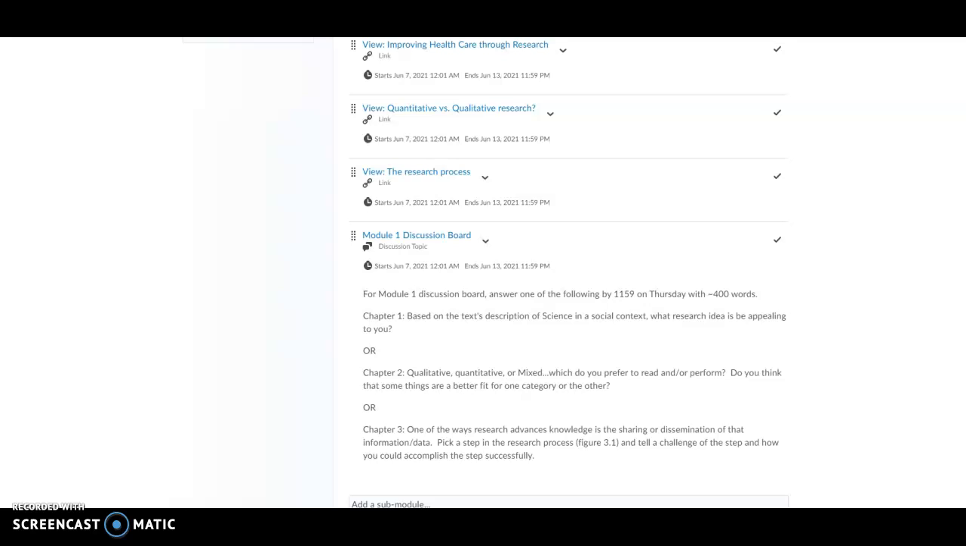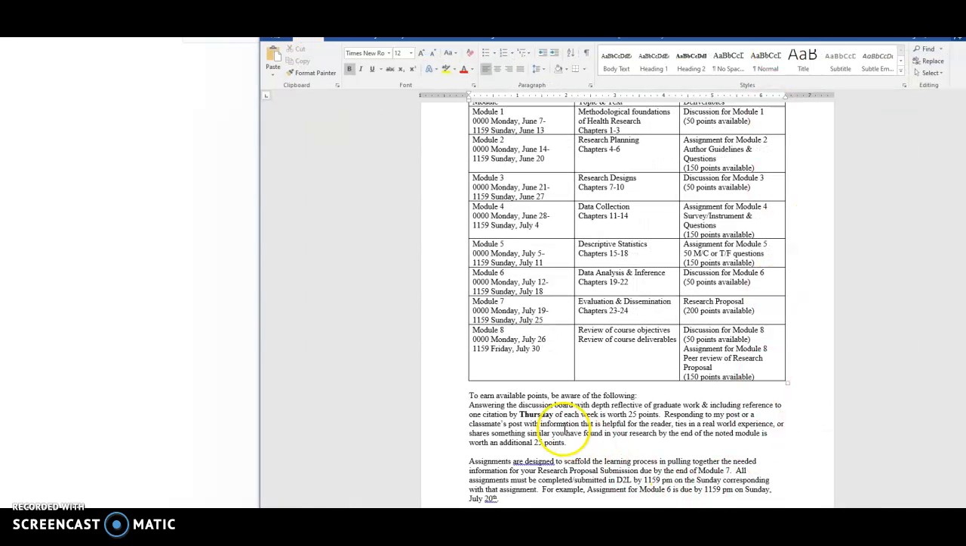And then don't forget, for our discussion board, you need to answer the question. Let me pull this back over. Answer that question, providing a citation by Thursday of the week, and then you'll respond to either my post or a classmate's post by Sunday night when that particular module closes. So don't lose points just by not performing on time.